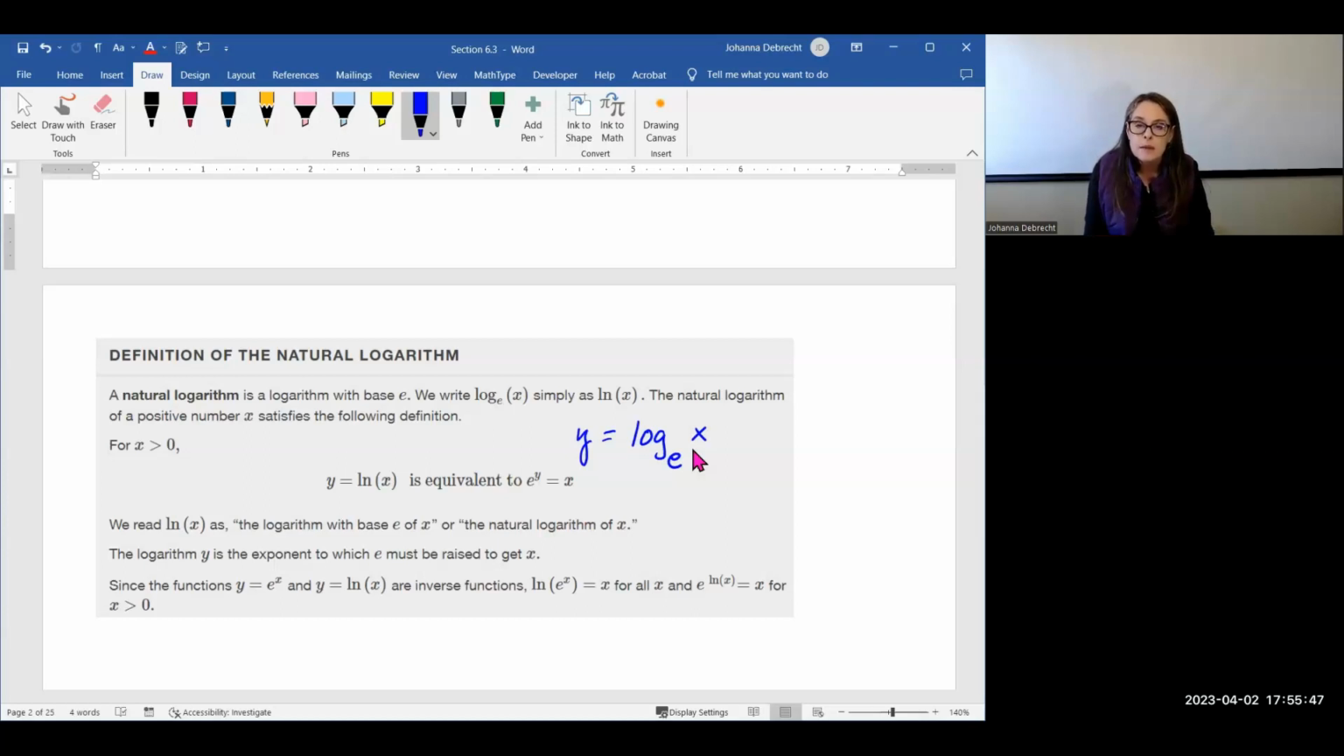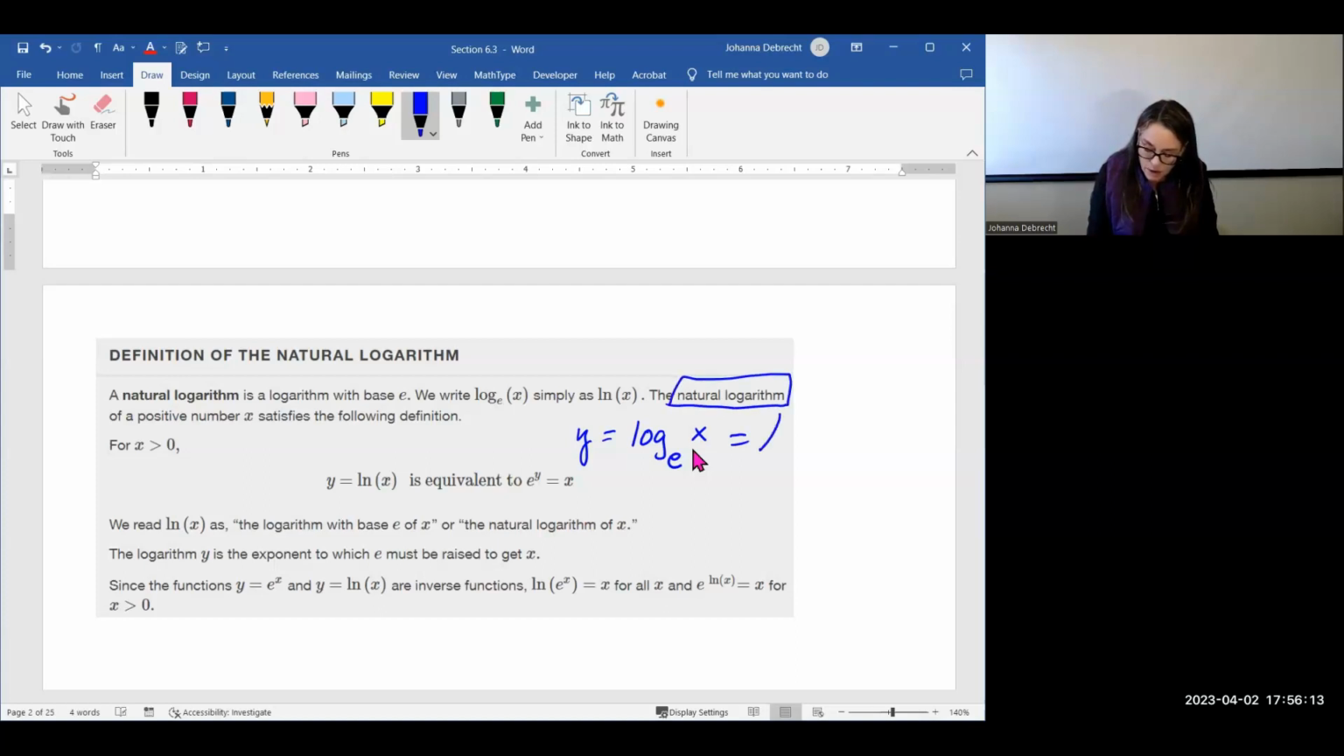And because they became most common and they're a more natural base for what happens in the natural world, how does population really grow? How do bacteria really multiply? How does the spread of diseases happen? Well, it turns out the best base, because these are continually happening, is base E. So because it's more natural, they call this the natural logarithm.